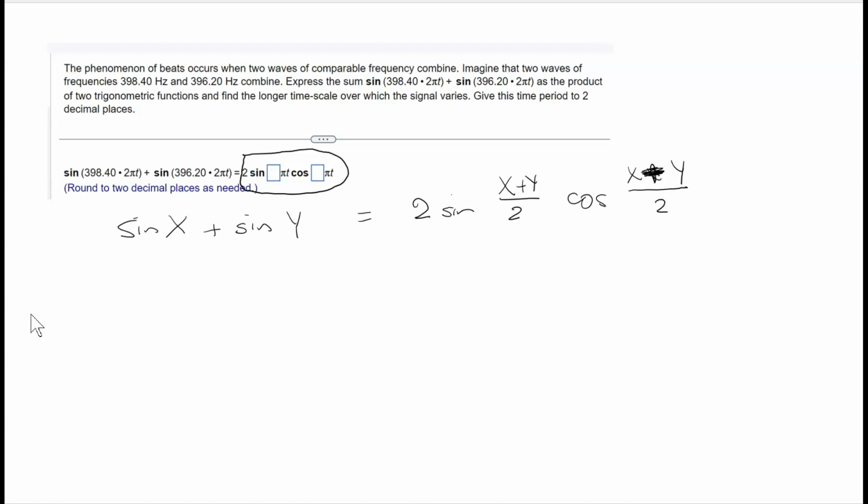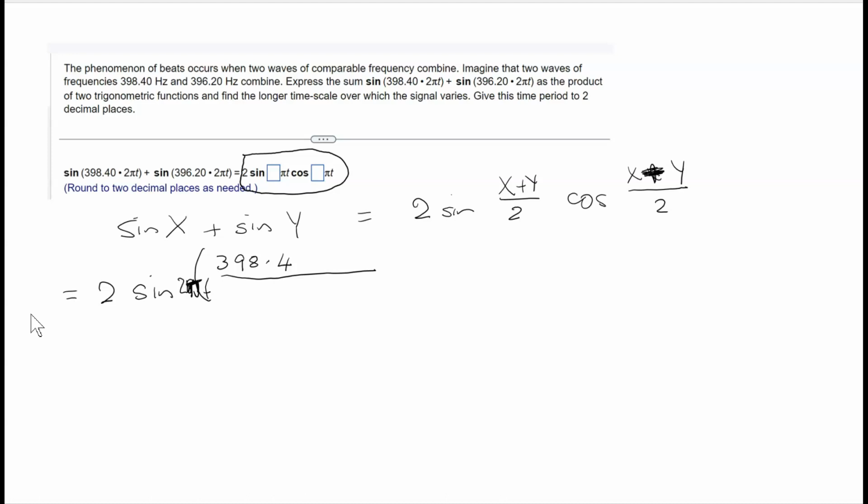Now, all we have to do is find the appropriate numbers on the right hand side, because that's how we have to write the answer, using the x and y that you've already got. So let's do that. It'll be 2 times sine. I want x plus y over 2, so that's 398.4. Each of the terms has got times 2 pi t, so the 2 pi t can come out.